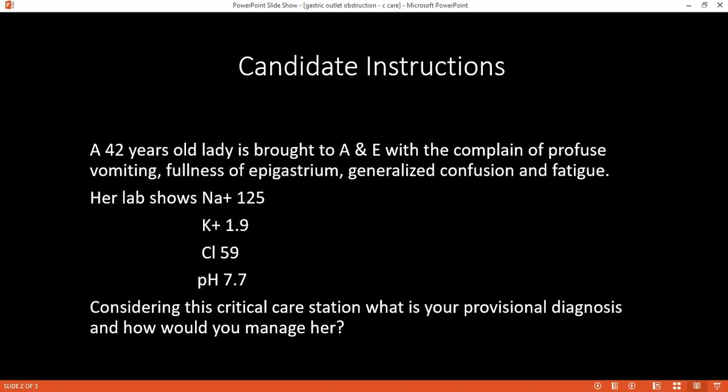Can you tell me, according to this scenario, what might be the provisional diagnosis for this patient? The provisional diagnosis is gastric outlet obstruction secondary to chronic peptic ulceration, or secondary to malignancy like gastric or pancreatic cancer.